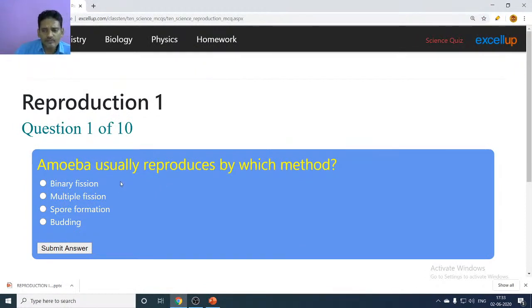Reproduction. Amoeba usually reproduces by which method? Those who are in live chat, please answer. It is reproduced by binary fission. So the answer is A.